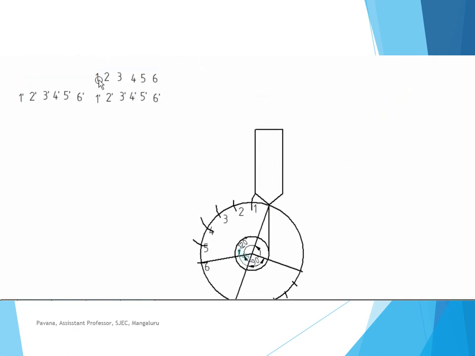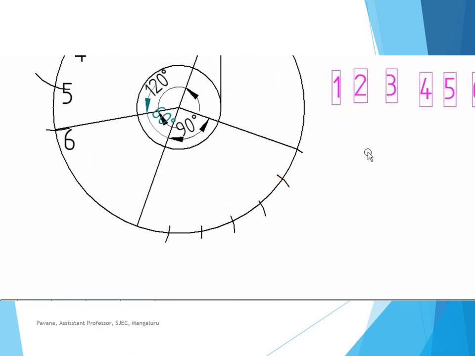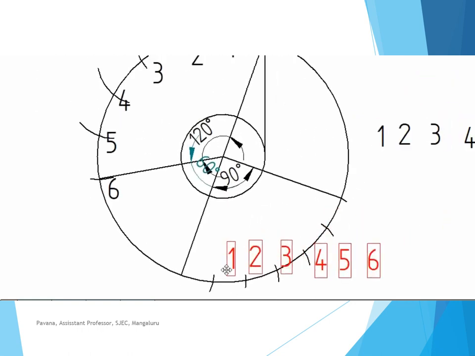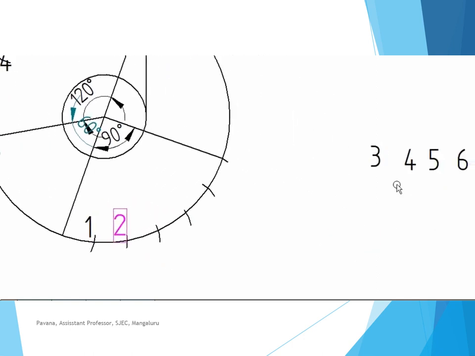How you have named here: 1, 2, 3, 4, 5. Sorry, the numbering should be in the reverse order: 6, 5, 4, 3, 2, 1, how you did in the previous radial type of problem.